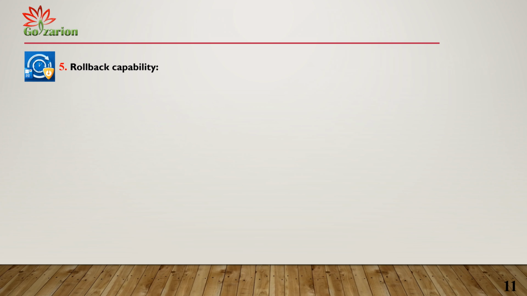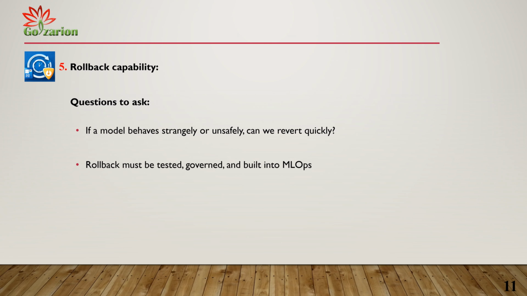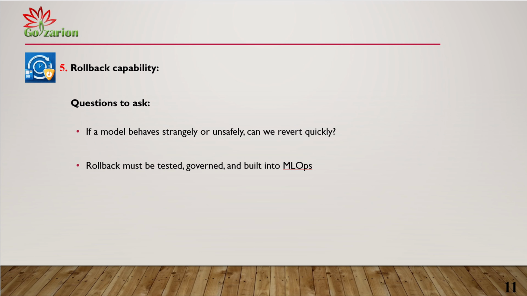Fifth, rollback capability. If a model starts behaving strangely or unsafely, can we revert quickly? Rollback must be tested, governed, and built into the machine learning operations process. A practical example: you update a prompt template, change a model version, or adjust a safety policy, and suddenly behavior shifts. If rollback is not ready, your incident response becomes slower, riskier, and more expensive.